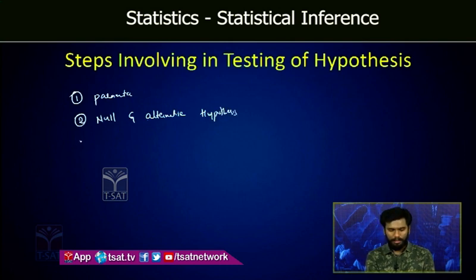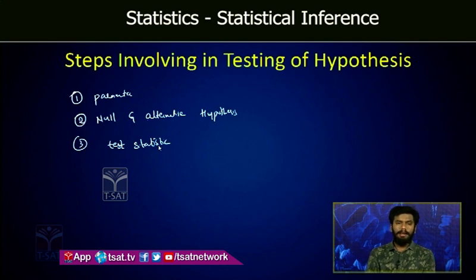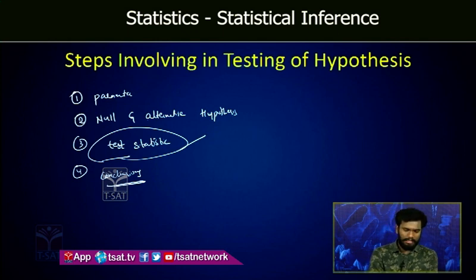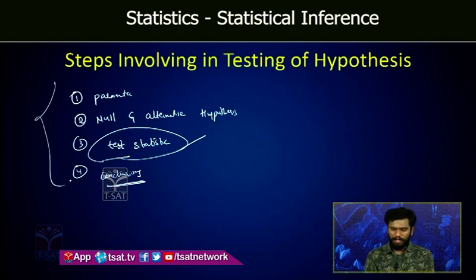And third point is we have to consider the test statistic. We have to consider the correct test statistic. What is this test statistic? We will see. Next one is conclusions. After finding the test statistic and after the calculations, we will conclude about the test. So these are the steps that are involved in the testing of hypothesis.